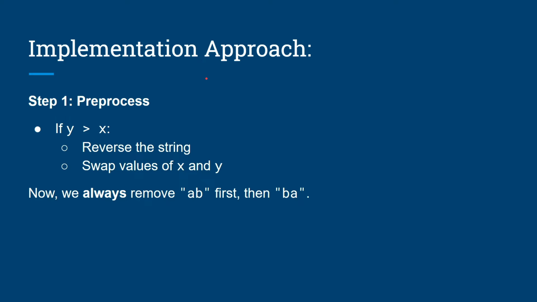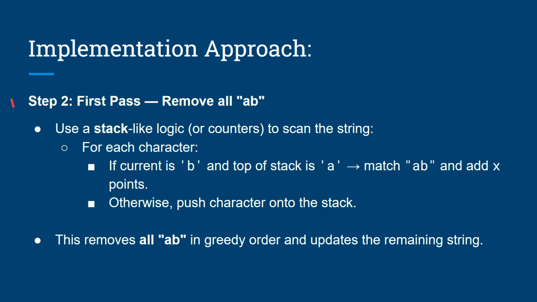So if we implement this, first, in preprocessing, check if y is greater than x. If y is greater than x, we have to reverse the string and then swap the values of x and y. In this very first step, you can try by yourself, you can start writing the code also. Now, swap so AB comes first, then BA. In the next step, the first pass, what should we do? We'll remove all the AB.